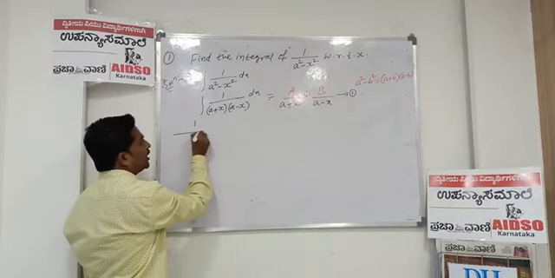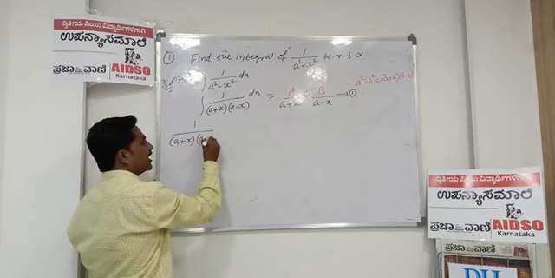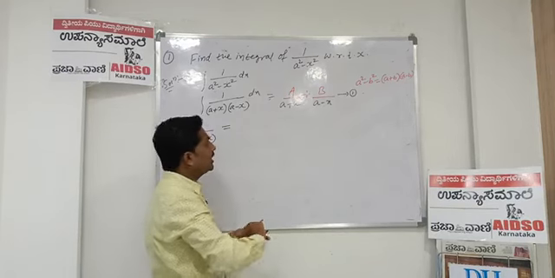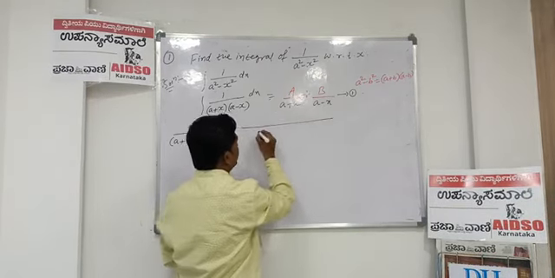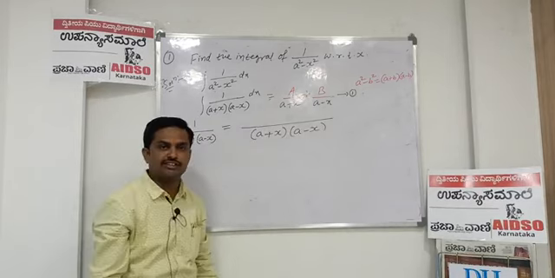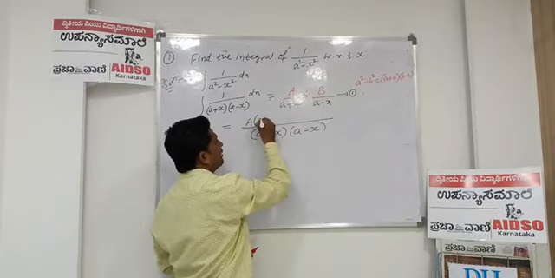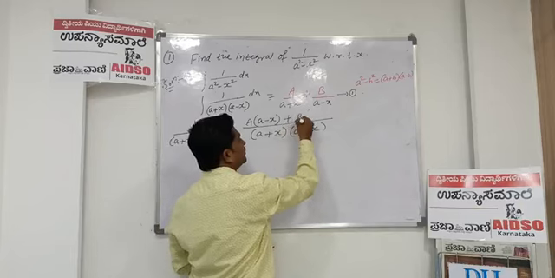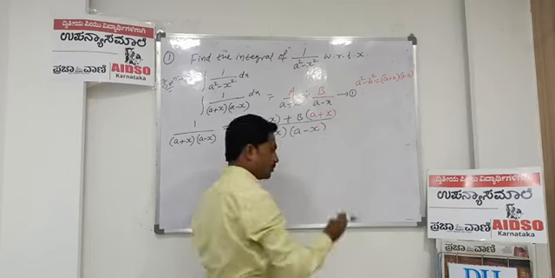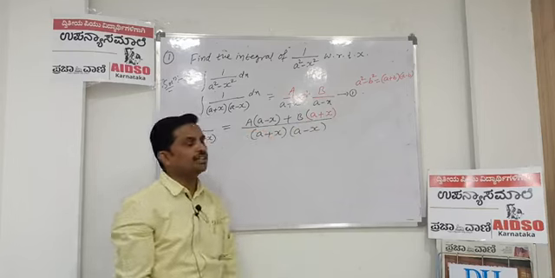Very quickly, take 1 upon (a plus x) into (a minus x) equals, on the RHS, the LCM factor is (a plus x) into (a minus x). Therefore this a gets multiplied with (a minus x), and b gets multiplied with (a plus x). Based on the basic concept of mathematics, a is multiplied with (a minus x) and b is multiplied with (a plus x).